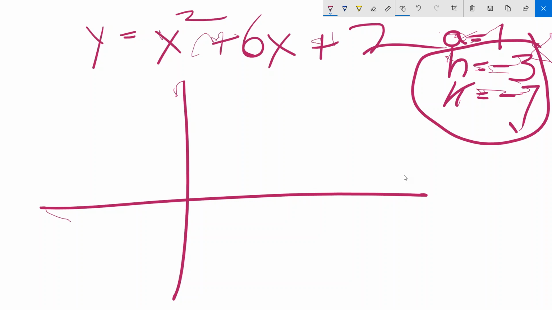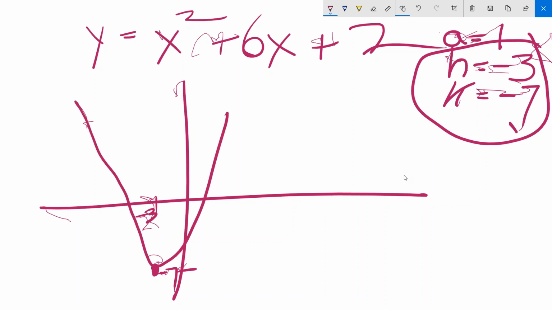Where's my vertex? -3. And it's a point. What's the point? I need an x coordinate and a y coordinate. -3 and -7. Perfect. -3 is right there. -7 is right there. So that's my vertex right there. Okay? I know it points up, right? So it does something like that.